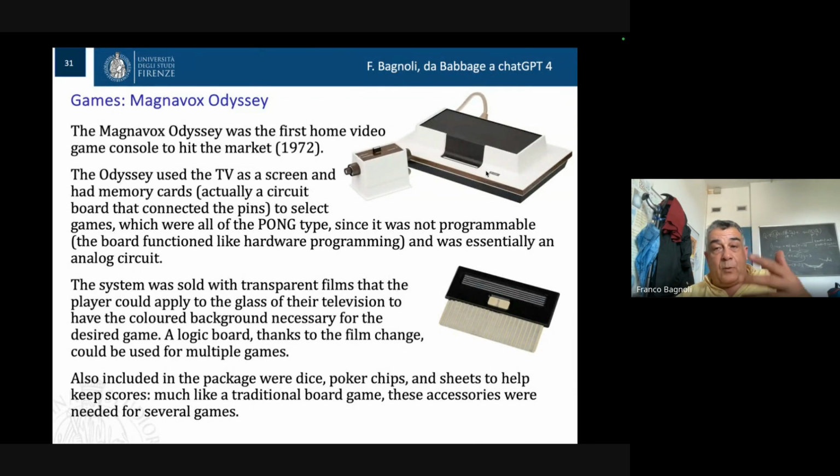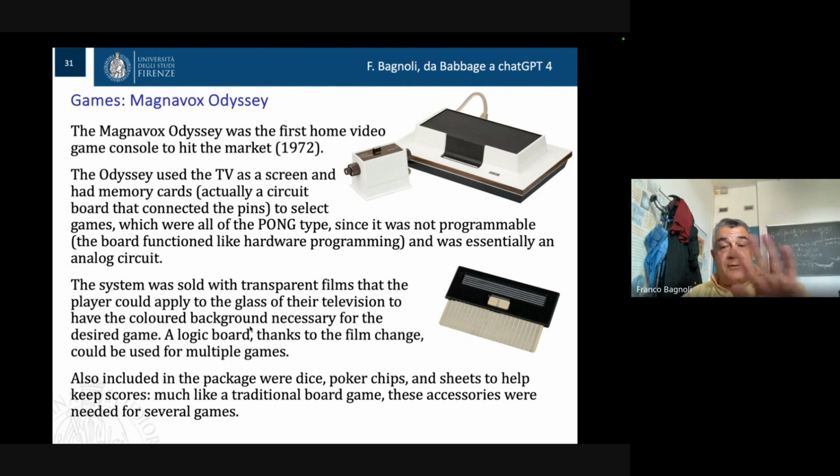And so, since it was black and white, it also had a lot of different gadgets. For instance, transparent films to be applied to the television, so as to have colors, and also other things that we are not used to thinking of as associated with electronic consoles, like cards, logic boards, and so on, dice, poker chips, etc., etc.